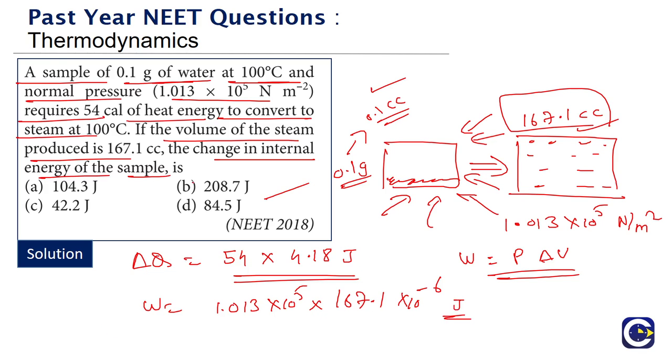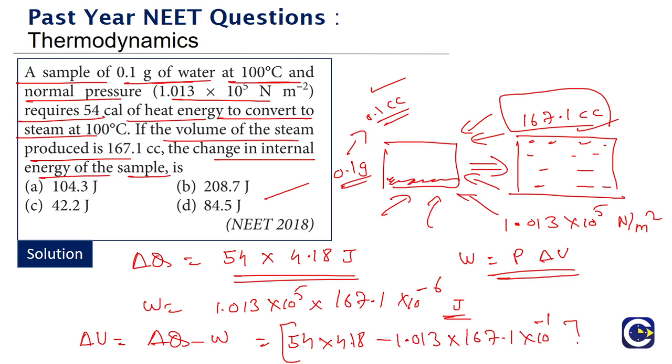Okay, so what is it that we are asked to find here? We are asked to find the change in the internal energy. Change in internal energy means delta U. So from the first law of thermodynamics, delta U will be equal to what? Delta Q minus W. Heat that is absorbed minus work done. So which is 54 into 4.18 minus 1.013 into 167.1 into 10 power minus 1. So here 10 power 5, we'll have a 10 power minus 1 remaining. This will be in terms of joules. Okay, so if you simplify this, 54 into 4.18, from that we have to subtract.